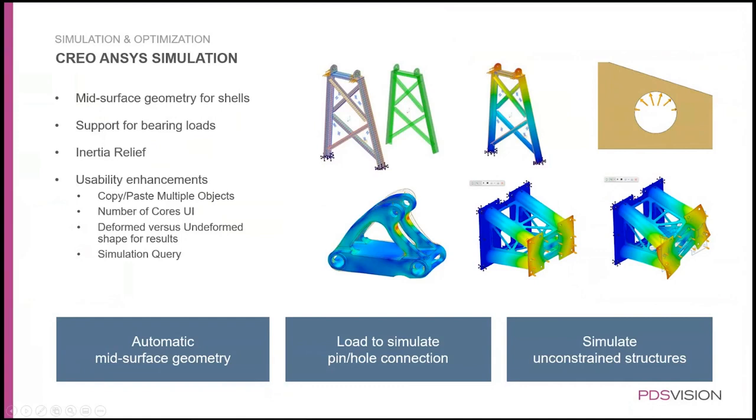And then general usability enhancement for the Creo 9 and the Creo simulation is the copy paste, and you can use a number of cores, define how much you want to use in the user interface. Previously it was quite well hidden in there. And also probe simulation a bit easier and so forth. So it's kind of a general performance tuning, I would say, for the Creo simulation, plus that mid-surface capabilities.